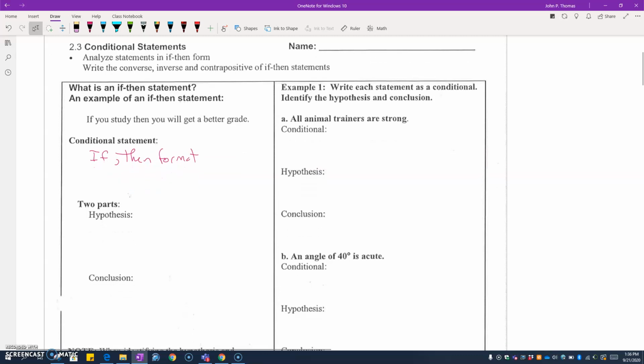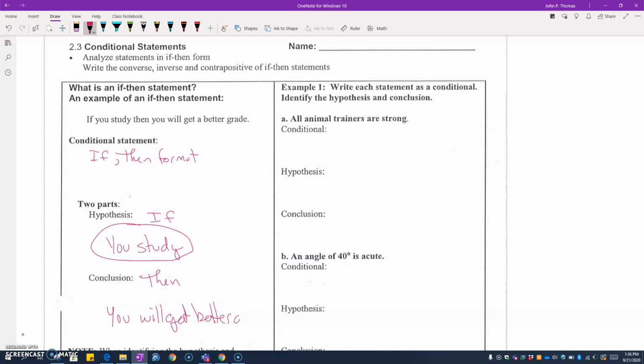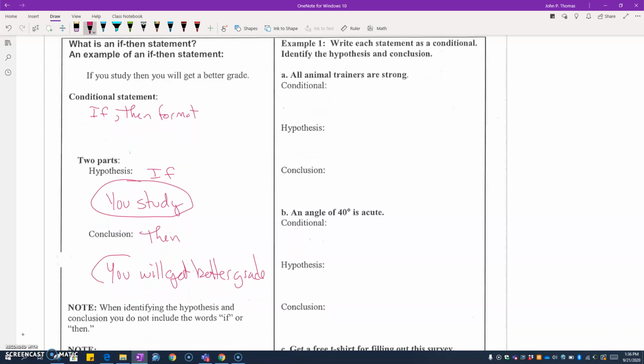Now, there's two parts, the hypothesis, which is really the if section. So in this case, it's you study. All right, and the conclusion, which is really the then portion. All right, and the conclusion on this one is you will get a better grade. All right, so the two connected form the conditional statement, but there are the two components, both the hypothesis and the conclusion.